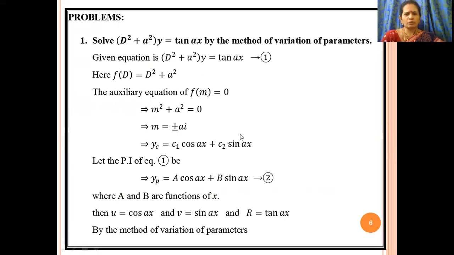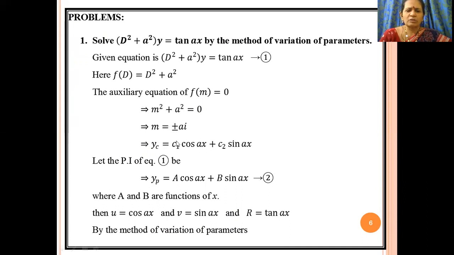Now coming to the problems. Solve d square plus a square into y is equal to tan ax by the method of variation of parameters. Now the given equation is this one, let this be equation 1. Now write the given equation as f of d is equal to d square plus a square. From this, I find the auxiliary equation, which becomes in terms of m, f of m is equal to 0. So we get m square plus a square is equal to 0. So what are the roots of this equation? m is equal to plus or minus ai.